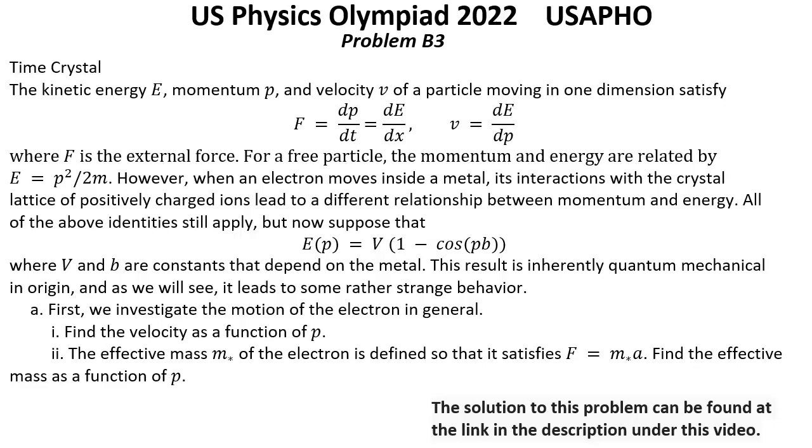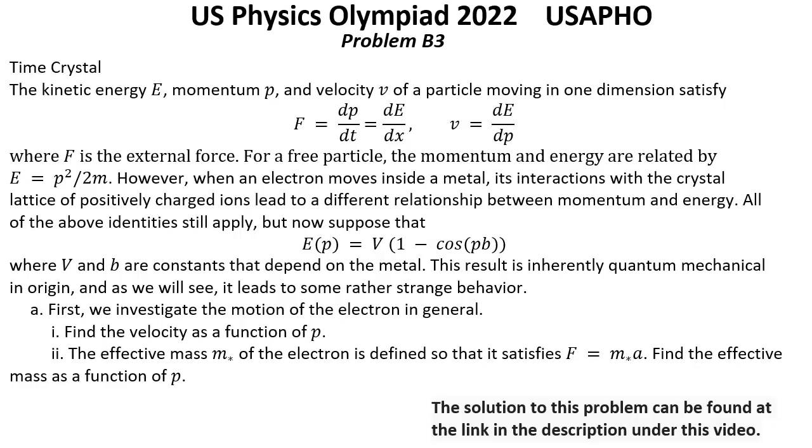However, when an electron moves inside the metal, its interactions with the crystal lattice of positively charged ions lead to a different relationship between momentum and energy. All of the above identities still apply, but now suppose that energy as a function of P is E equals V multiplied by 1 minus cosine Pb, where V and b are constants that depend on the metal. This result is inherently quantum mechanical in origin, and as we will see, it leads to some rather strange behavior.